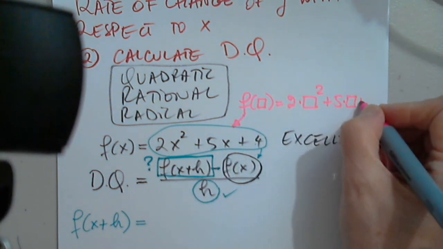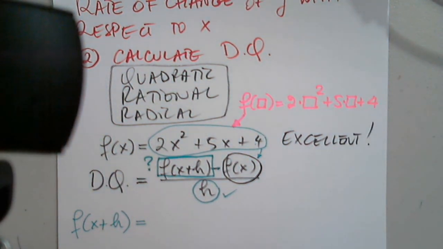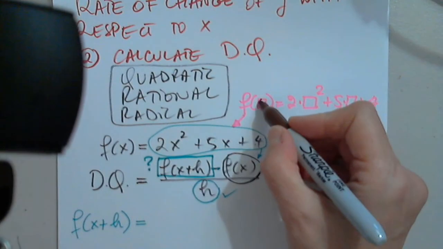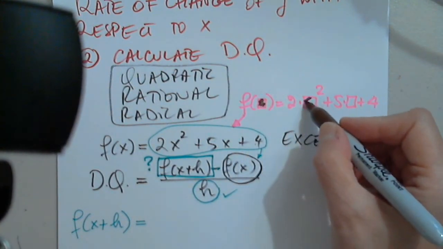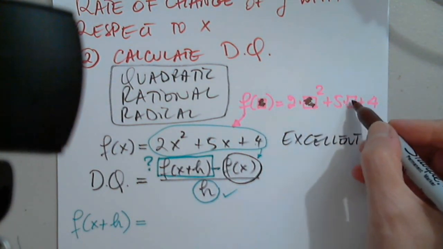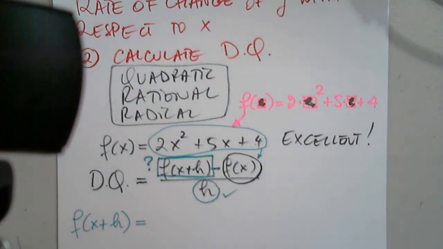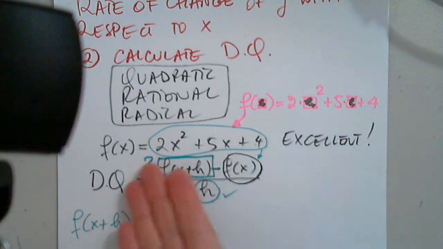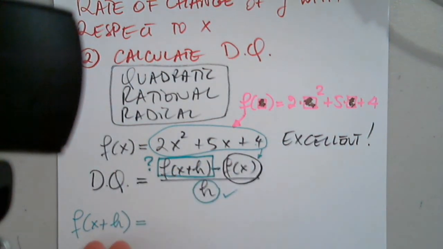I see the pattern. She said the function of whatever is 2 times whatever squared plus 5 times whatever plus 4. That's the pattern she used to give us the function. I don't care what x is. That's what the function is telling me to do. Can anyone mimic this and tell me what to write in the preliminary stage?